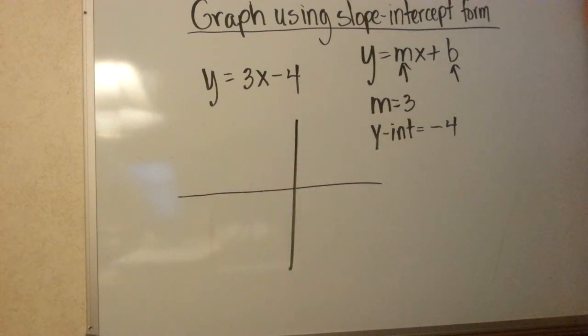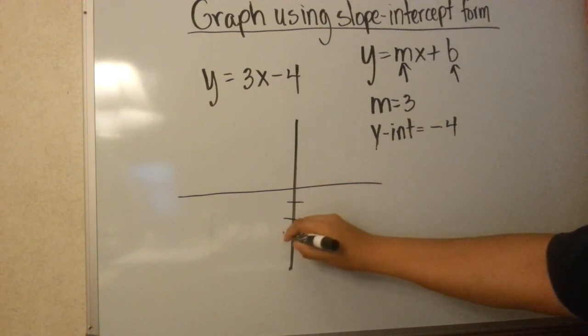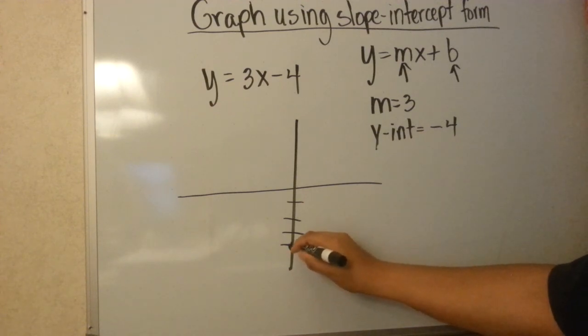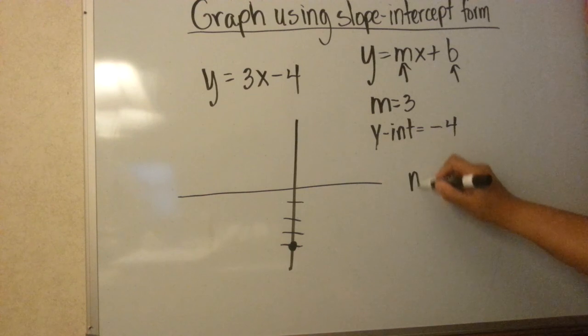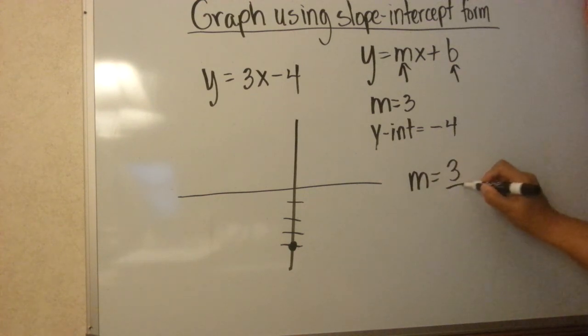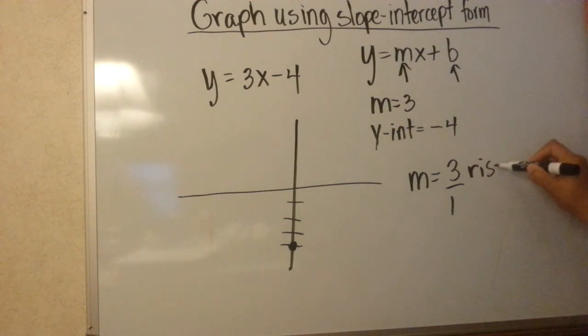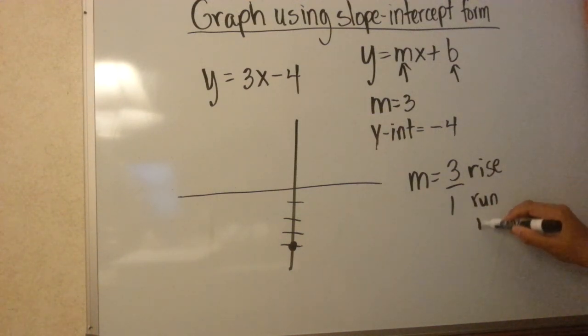Alright, so we're crossing at y equals -4, so -1, -2, -3, -4. Right? And then we have to do our slope. Now the slope is positive, so we do 3 over 1. That means you rise 3 and you run 1 to the right.